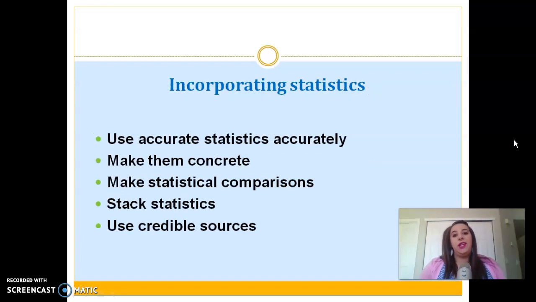Next is statistics. Incorporating statistics: use accurate statistics accurately. Let's break that down. The first part, use accurate statistics. First of all, get a statistic that's accurate, credible, and good, and then use it accurately. What that means is use it in the way that it was supposed to be used.